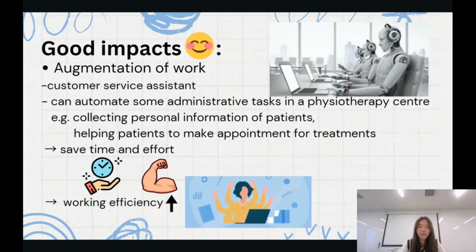First, augmentations of work. AI can act as an online customer service assistant and automate some administrative tasks, for example, collecting basic personal information of the patients and helping the patients to make appointments with physiotherapists for recovery treatment. It helps the physiotherapist to free up time for other duties. They can thus have more time and effort to concentrate on things that are more important, such as giving more attention to patient care and developing new therapeutic methods. It can avoid physiotherapists wasting time on bulky administrative tasks, and this increases their working efficiency.